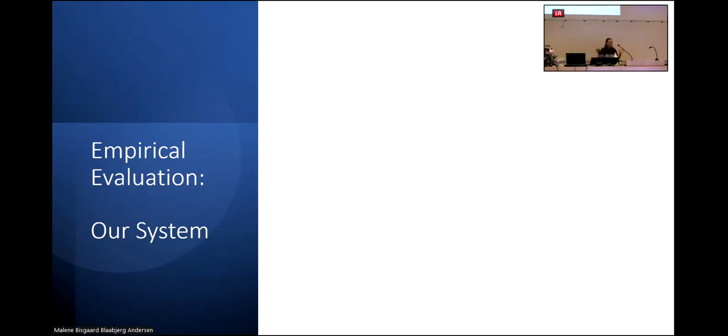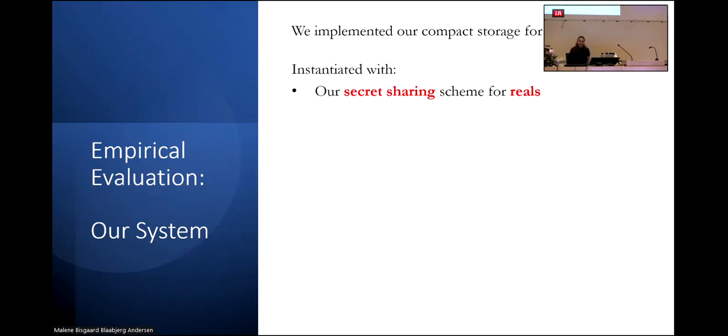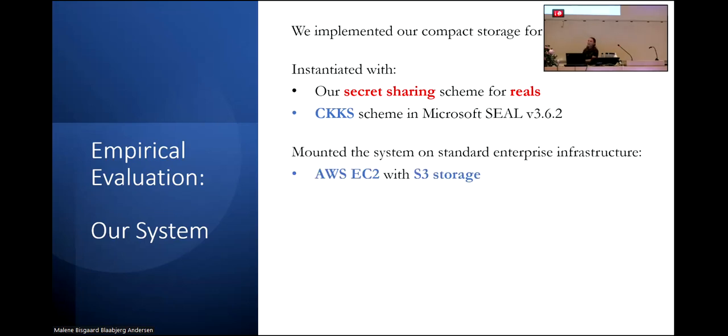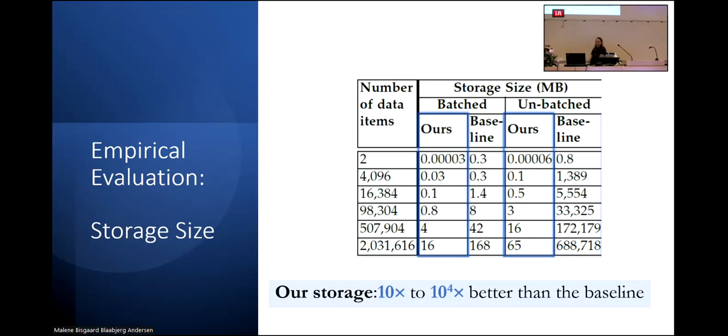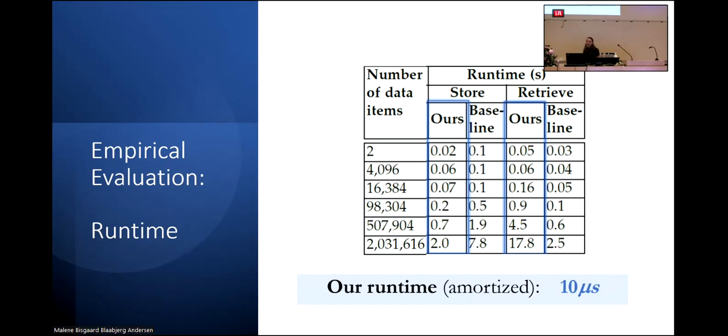So we implemented the protocol, and I'll just say briefly about that. I'm not going to go over the numbers. We implemented it with our secret sharing and Microsoft SEAL for CKKS in AWS with S3 storage. In terms of storage, depending on whether it's batched or not batched, we get between 10x and 10 to the 4x. Running time, we tested it with up to 2 million data points, various sizes of various data sets, and we get amortized about 10 microseconds for retrieval.